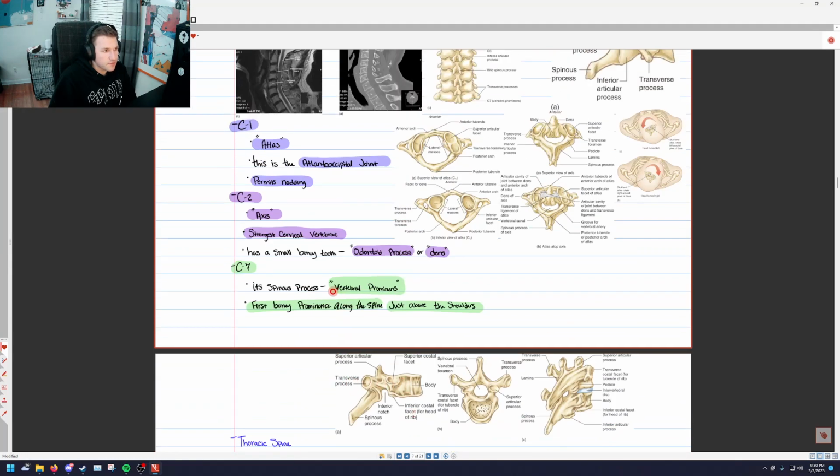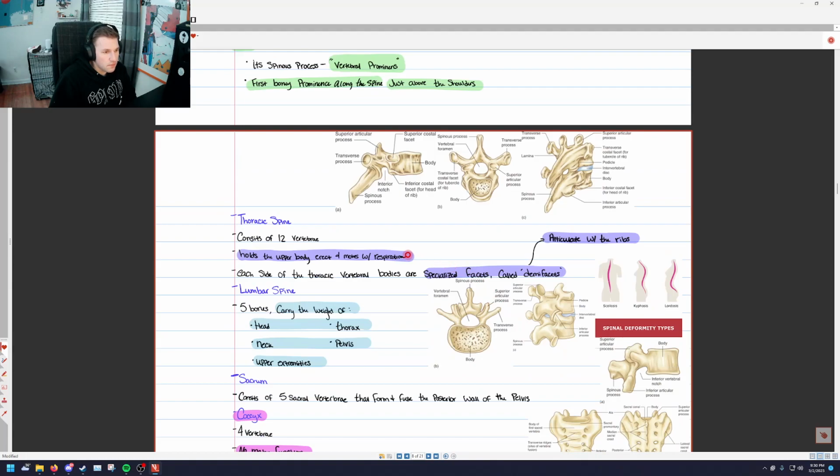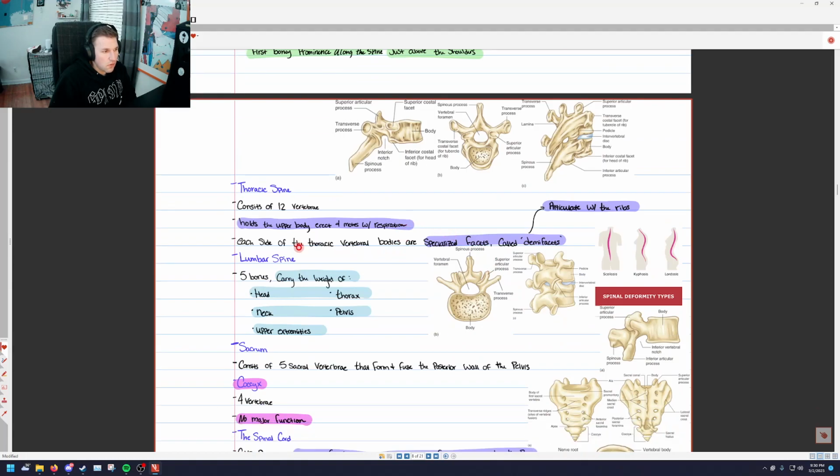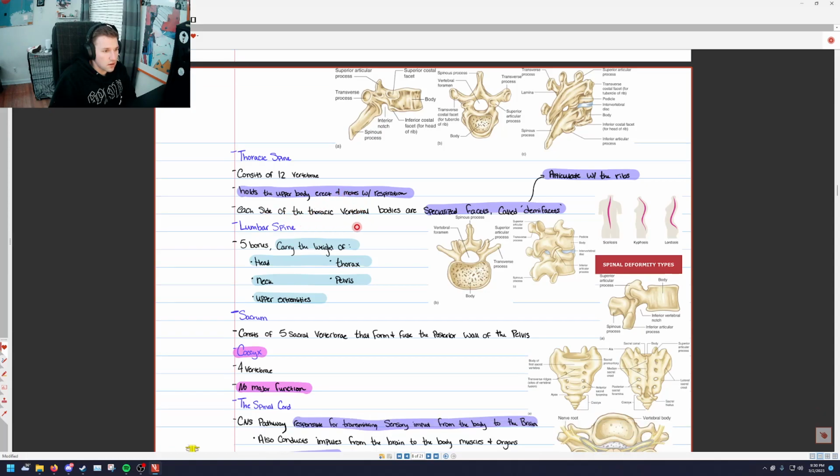Yeah, so atlas, axis. Thoracic spine is pretty cool. It just holds the entire body upright and moves with respiration. We have our different spinal assessments here with abnormal deformities. We have scoliosis, kyphosis, and lordosis.